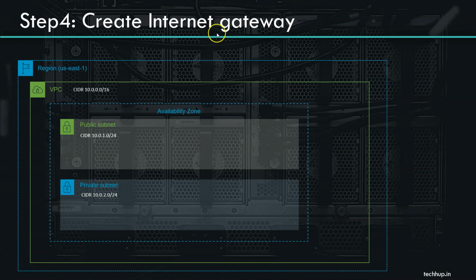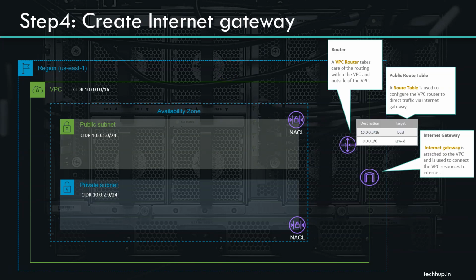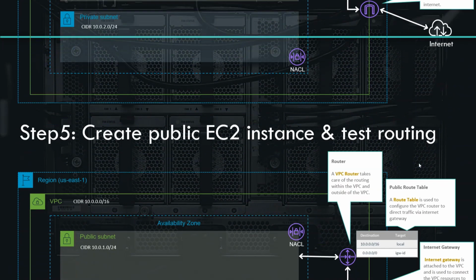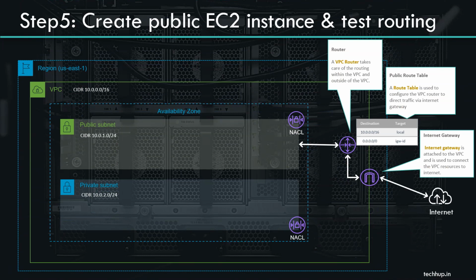So now we are going to create an internet gateway, and then we are going to update the route table, the main route table, to have the entry to the internet gateway ID, and that will enable the internet traffic via the internet gateway into the public subnet. And then we will go about creating the EC2 instance to check the traffic to this instance.